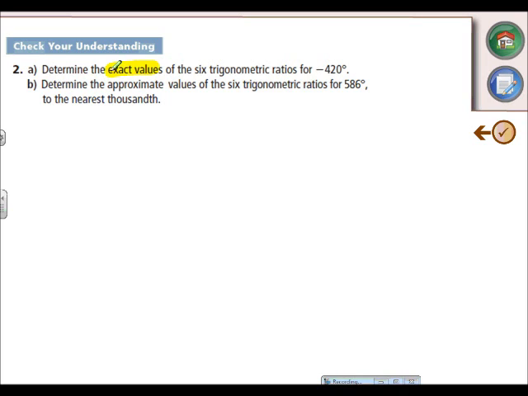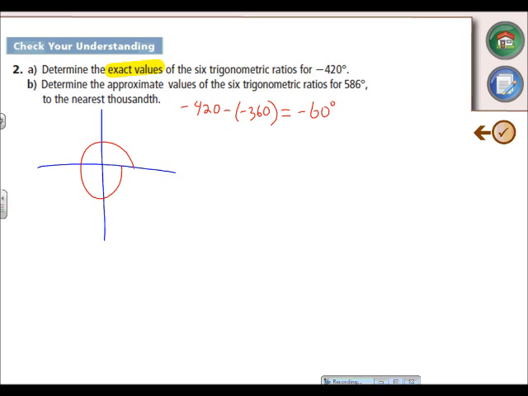Okay, so as soon as they say determine the exact values, that means we've got to go to the unit circle. You pull out your unit circle, you have it sitting there in front of you. And we're looking at negative 420. Well, where is that? We know we're going in the negative direction, so that is clockwise. That's negative 360. But I still got to go further. How much further is what we want to know? Let's go negative 420 minus a negative 360. Leaves us with a negative 60 yet that we have to go. So I got to go 60 further.